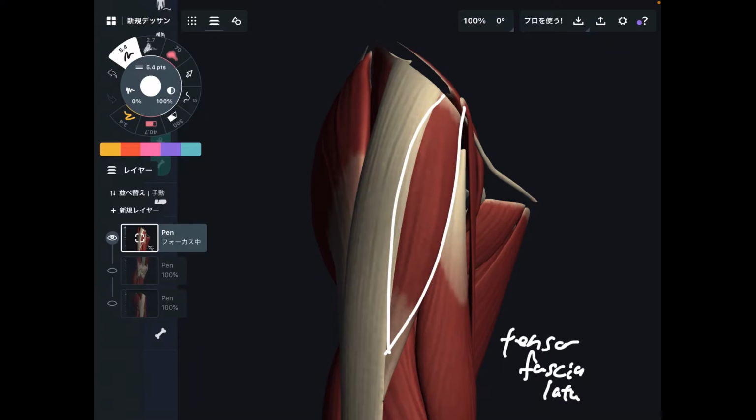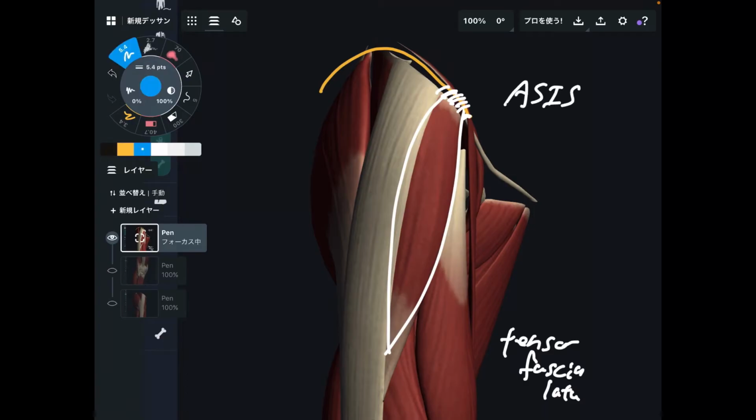Tensor fascia lata. What is fascia lata? I will explain that later. Let me explain from the origin first. The origin is the ilium, pelvis. You don't see the ilium, so let me write it down. This is the ilium. Tensor fascia lata originates from the anterior part. It originates from the most anterior part of the pelvis. This is ASIS, anterior superior iliac spine.